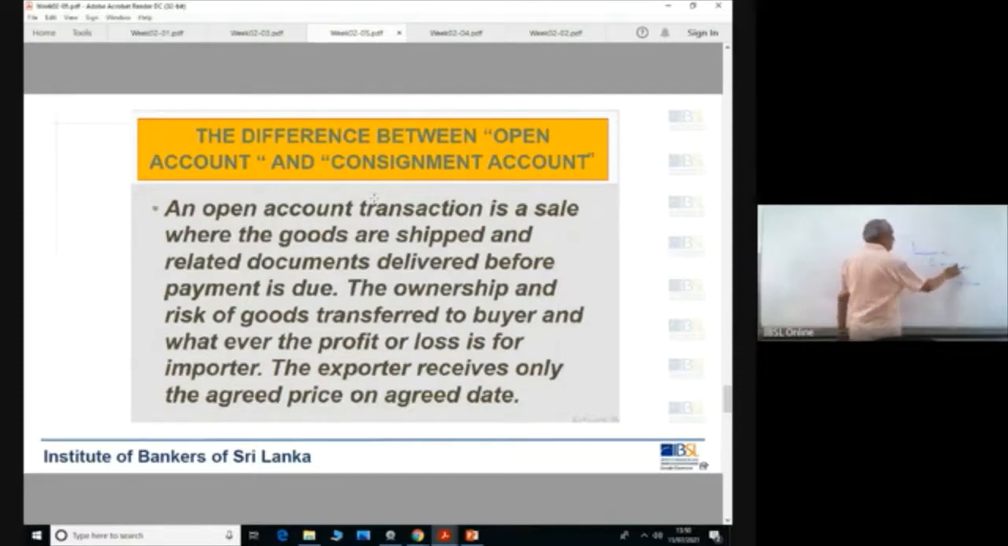Right? Okay. Let's say the consignee's commission is 5%. 5% commission. What is 5% of US dollars 125,000? What is 5% of US dollars 125,000? 5% of 125,000.